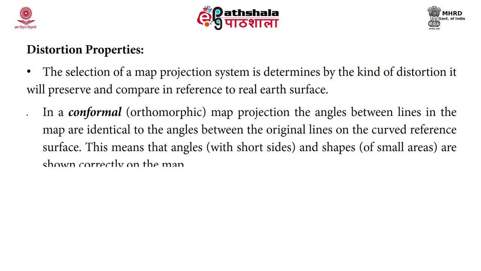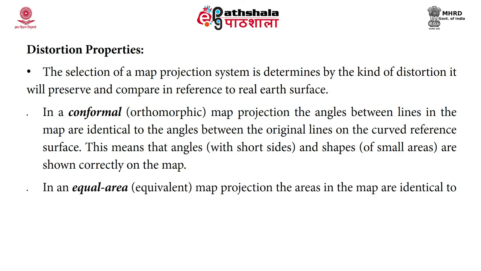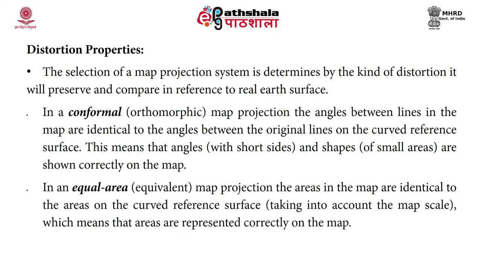The first one is, in a conformal, that is orthomorphic map projection, the angles between lines in the map are identical to the angles between the original lines on the curved reference surface. This means that the angles, shapes, and sharpness of the small areas are shown correctly on the map. And number two is, in an equal area, that is equivalent map projection, the areas in the map are identical to the areas on the curved reference surface, taking into account the map scale, which means that areas are represented correctly on the map.